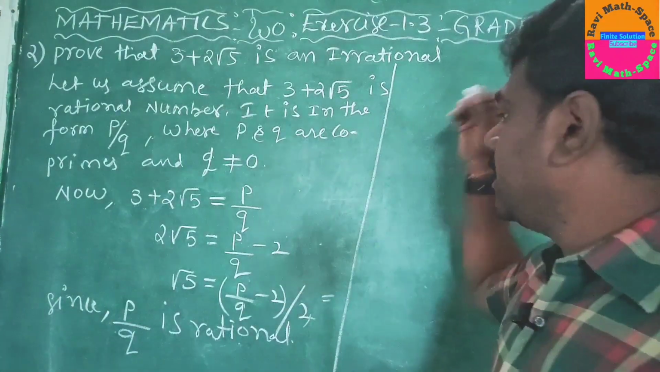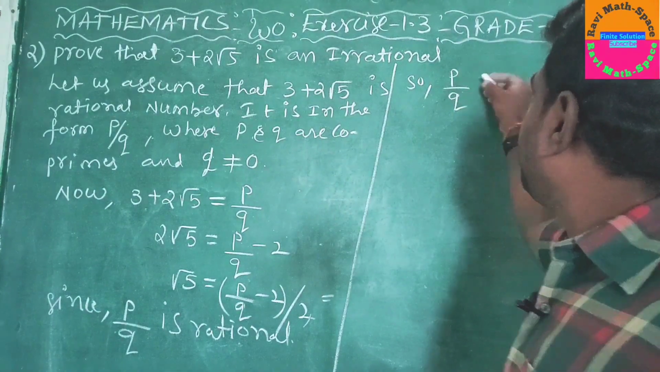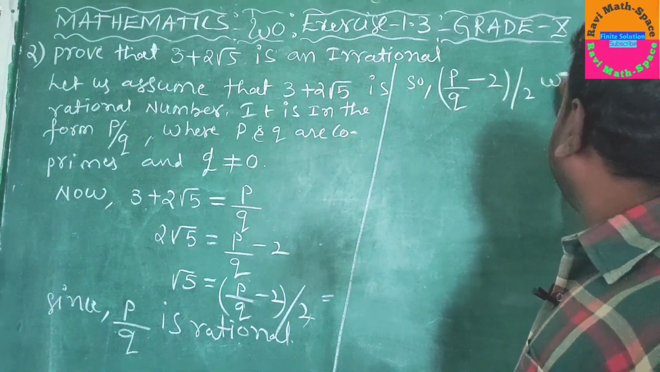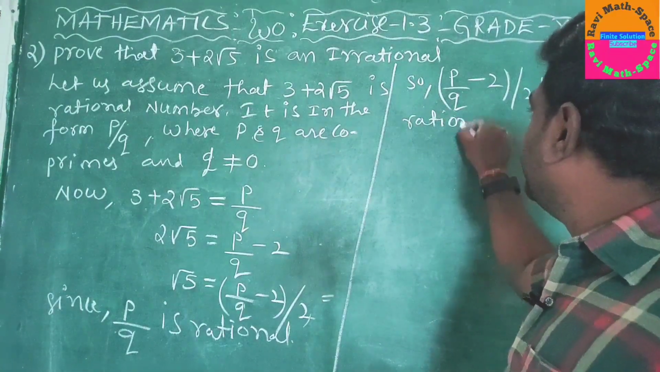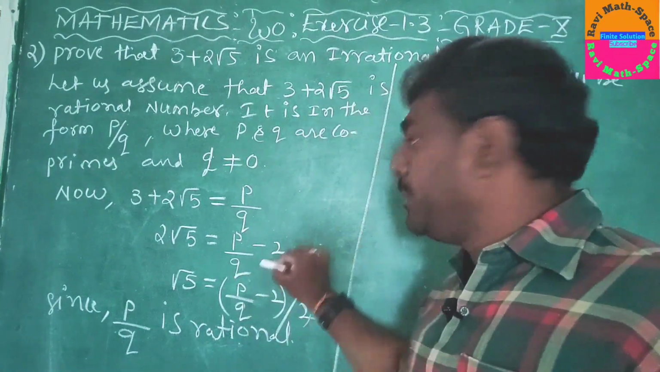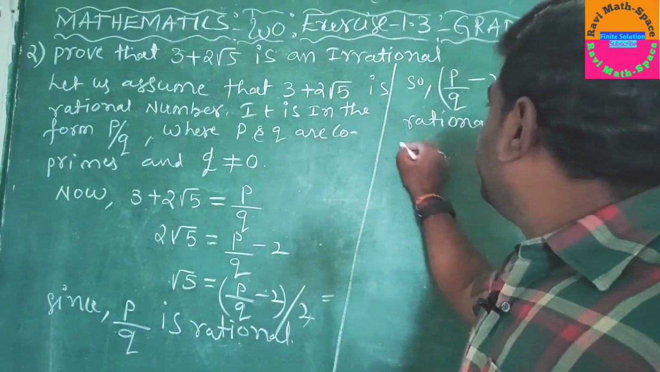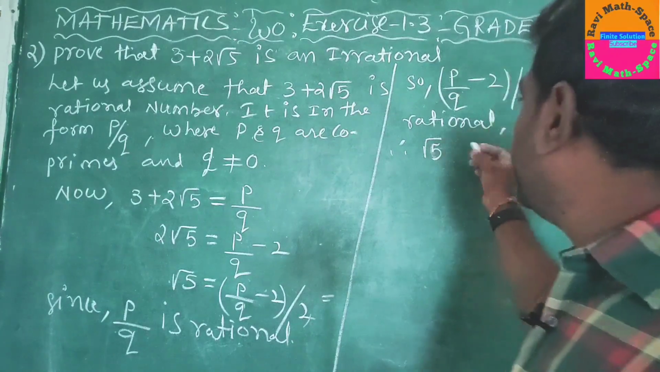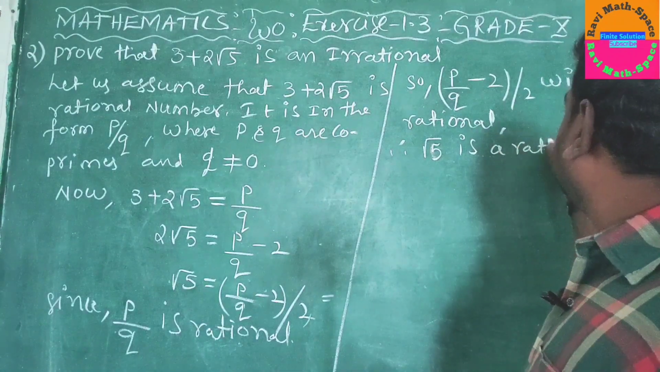So because of that reason, I can write p by q minus 2 by 2 will be rational. So if this total part is rational, automatically it is equal to a rational number only. Therefore root 5 is a rational number.